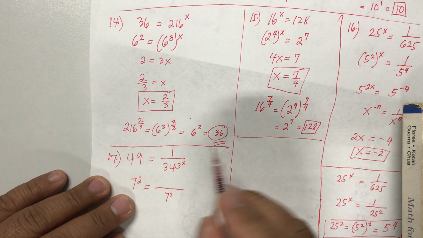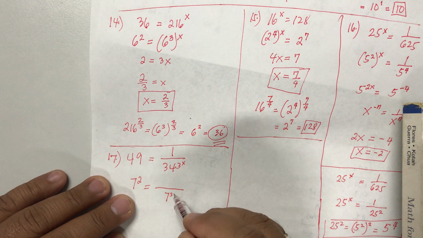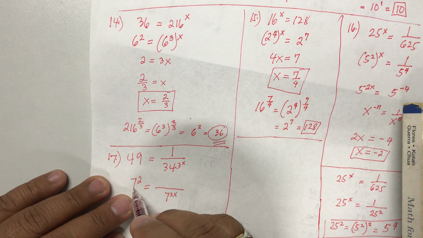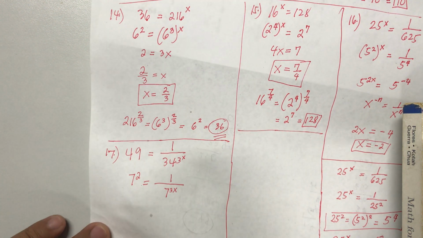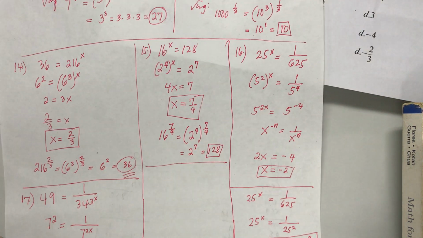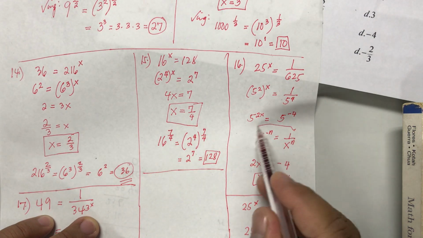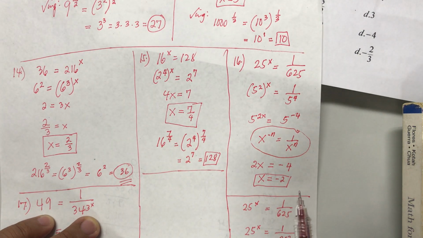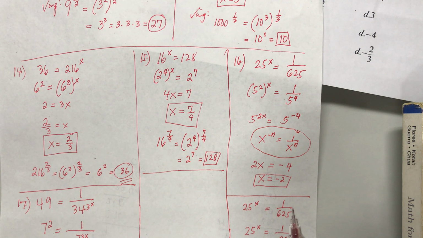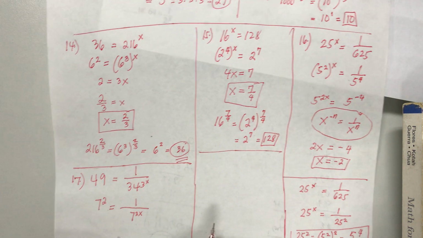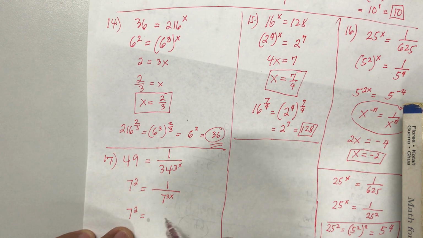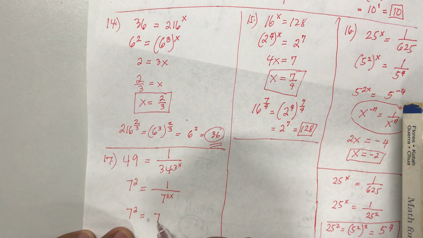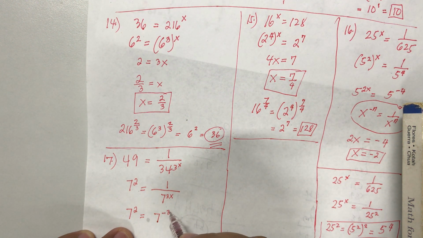in the right side of the equation will be 3x. So that 7 squared equals 1 over 7 to the power of 3x. Applying the rule, kani siya, kani, x to the power of negative n is equal to 1 over x to the power of n. It means that 7 squared is equal to 7 to the power of negative 3x.